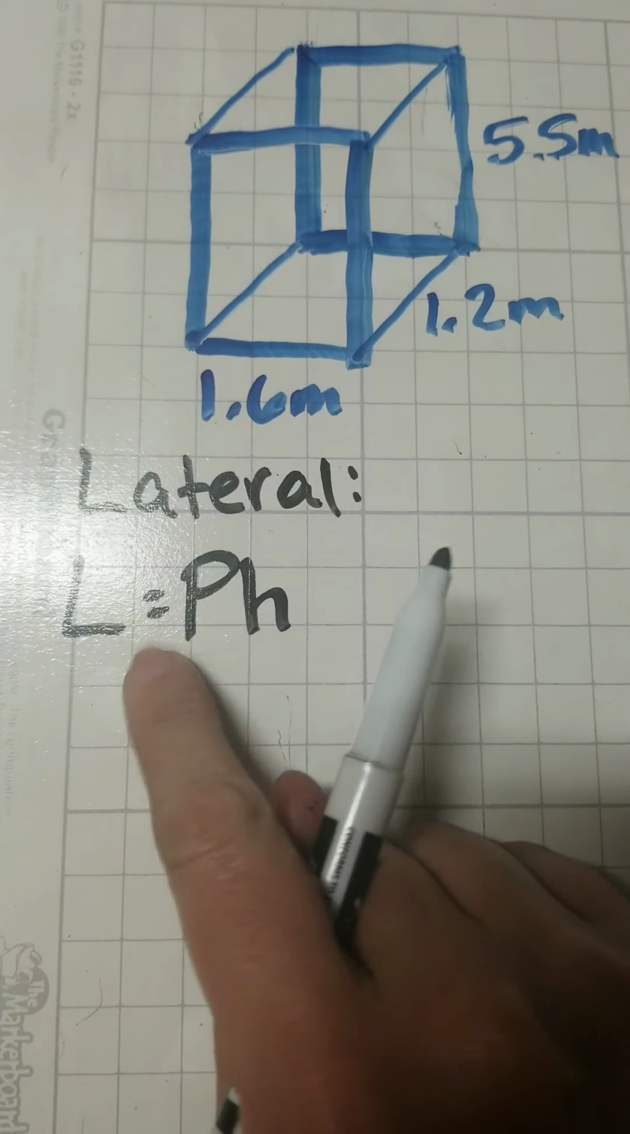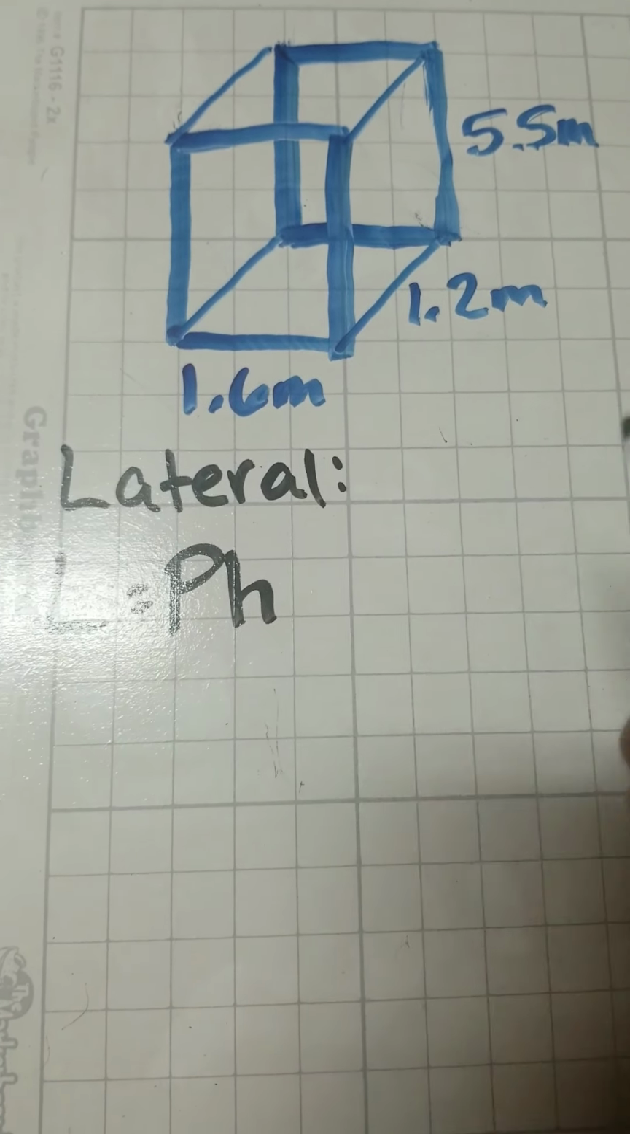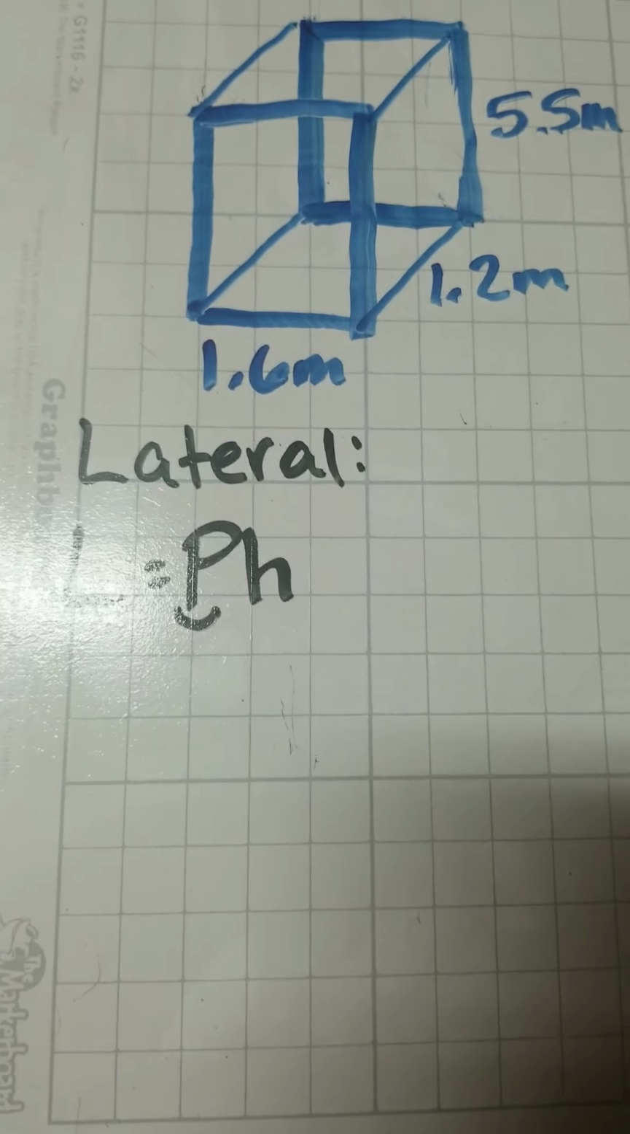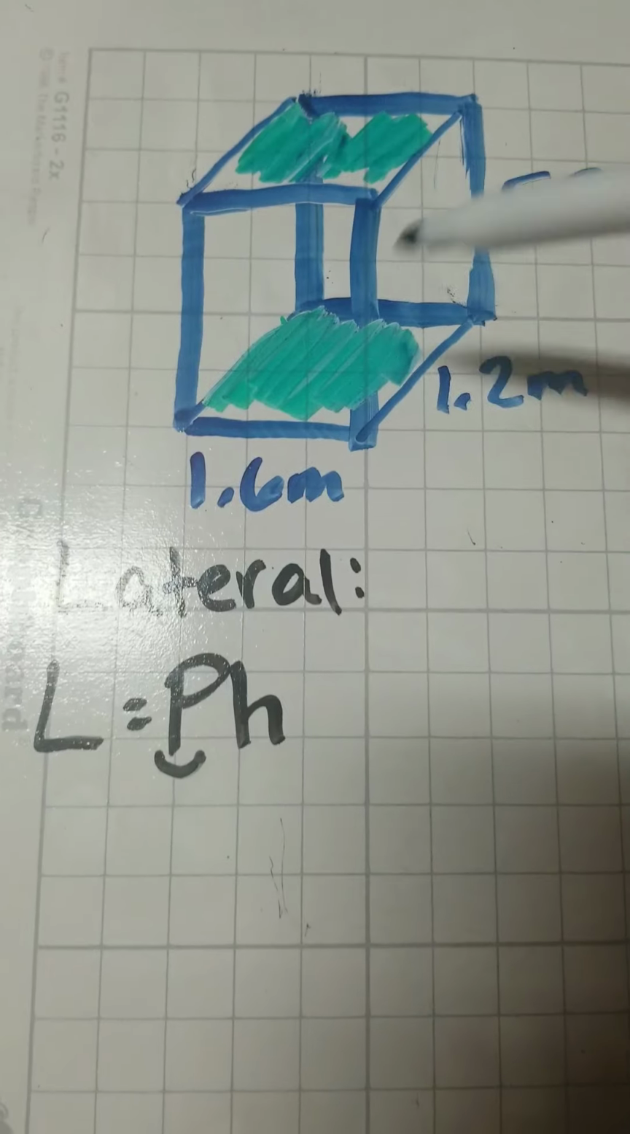Lateral surface area is the perimeter of the base, that's what the big P stands for, times the height. So remember, perimeter of the base. We need to identify what our bases are. The bases are the two sides that are opposite each other and connected by a vertical side. So these are our bases.